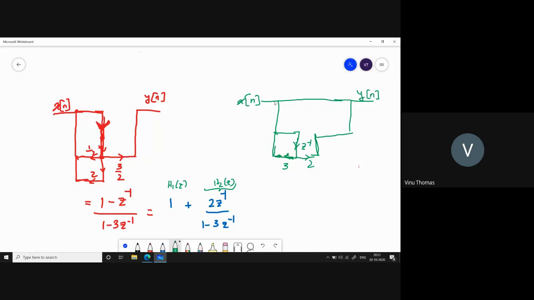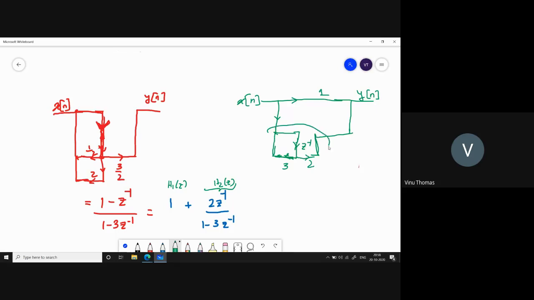So y of n is 1 plus, so this is 1. Plus, what about this structure? This is implemented in direct form 2. This is 2 z raised to minus 1 by 1 minus 3 z raised to minus 1. This is clear? So this is not a filter at all. So this you are directly taking input to the output, and then you are adding a filtered section to the input.